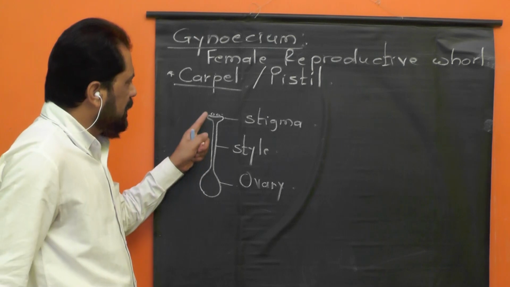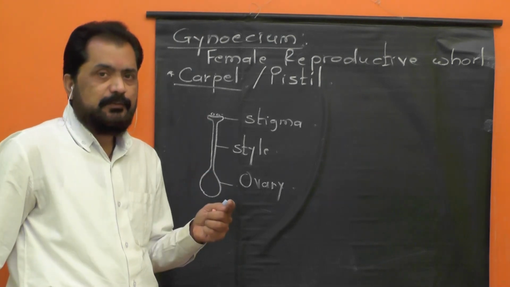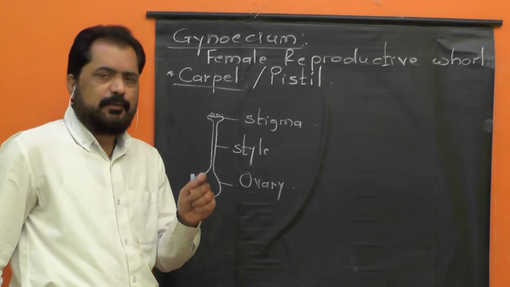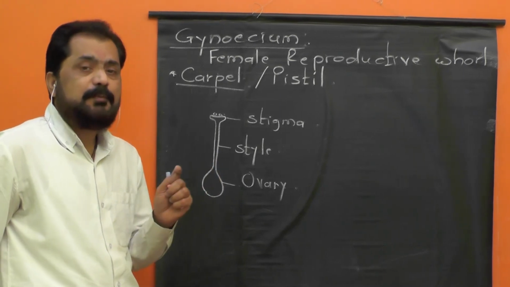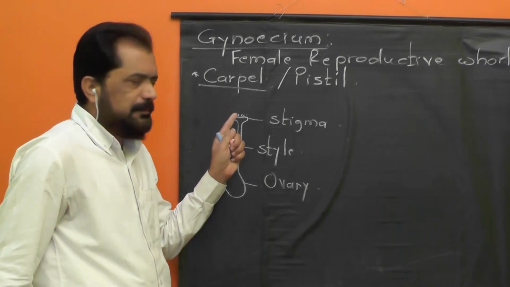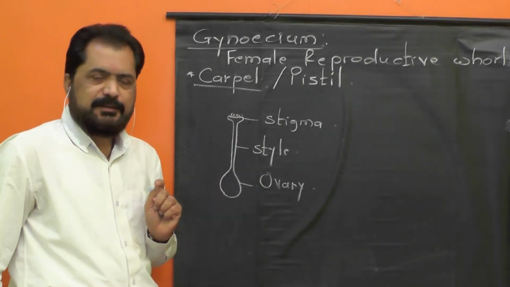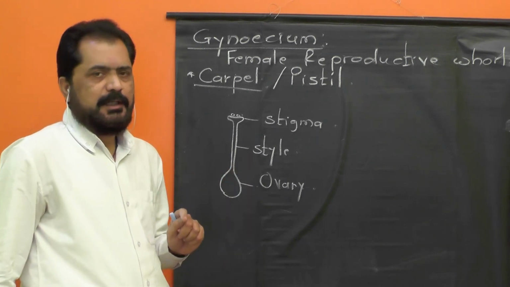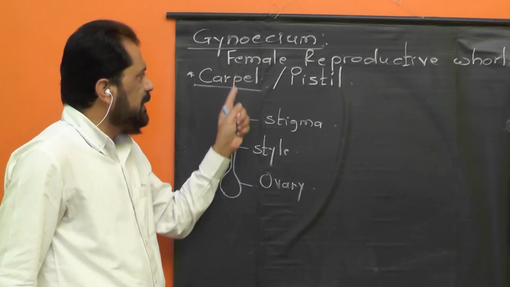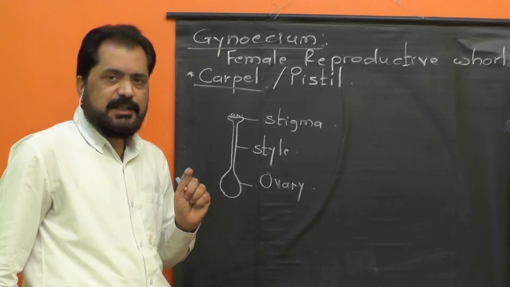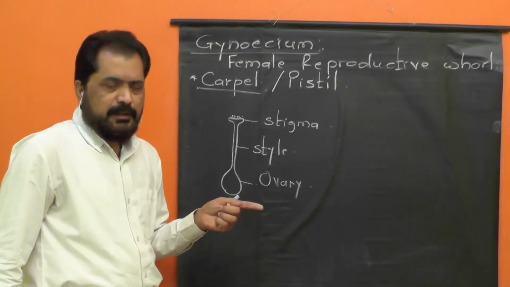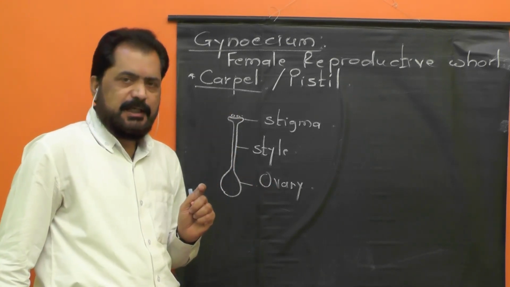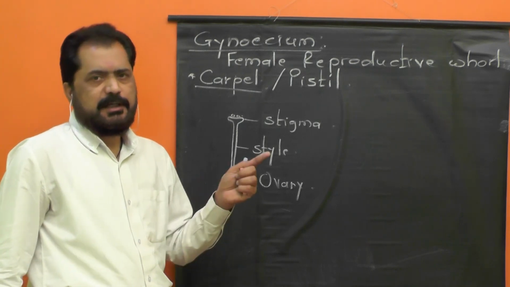In 11th we have studied that the number of carpels is variable from plant to plant. In some flowers, the Gynoecium has only one carpel. Such a Gynoecium is called monocarpellary. And the flowers in which more than one carpel is present have a polycarpellary Gynoecium.